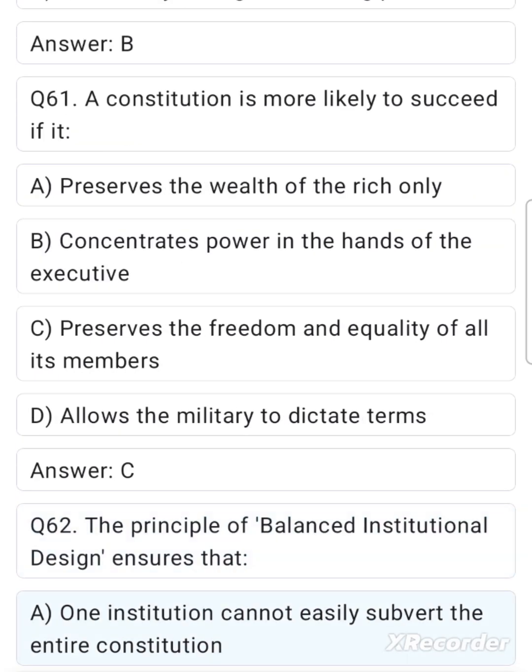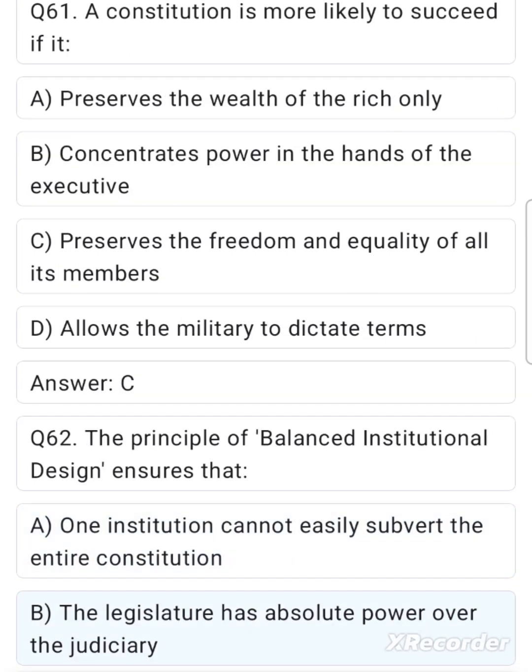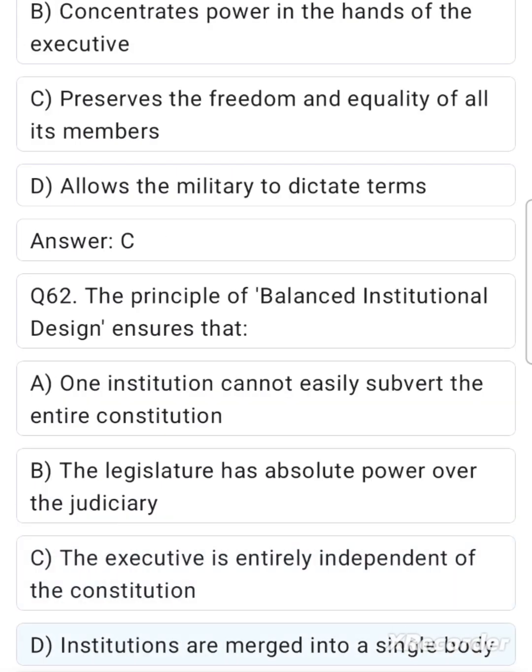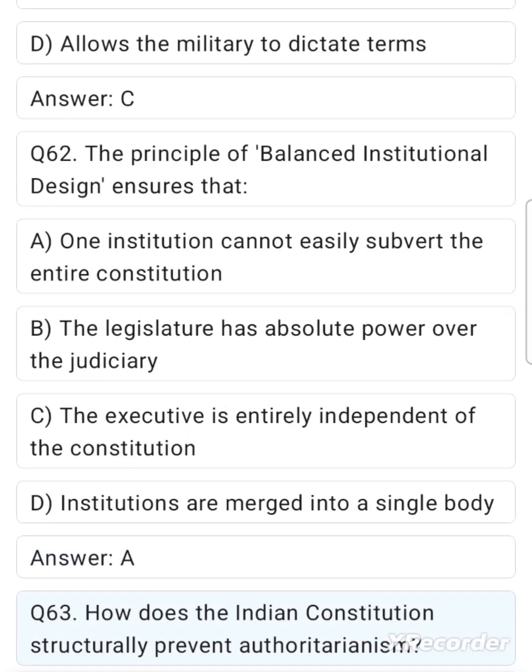Q62. The principle of balanced institutional design ensures that: A. One institution cannot easily subvert the entire constitution. B. The legislature has absolute power over the judiciary. C. The executive is entirely independent of the constitution. D. Institutions are merged into a single body. Answer: A.